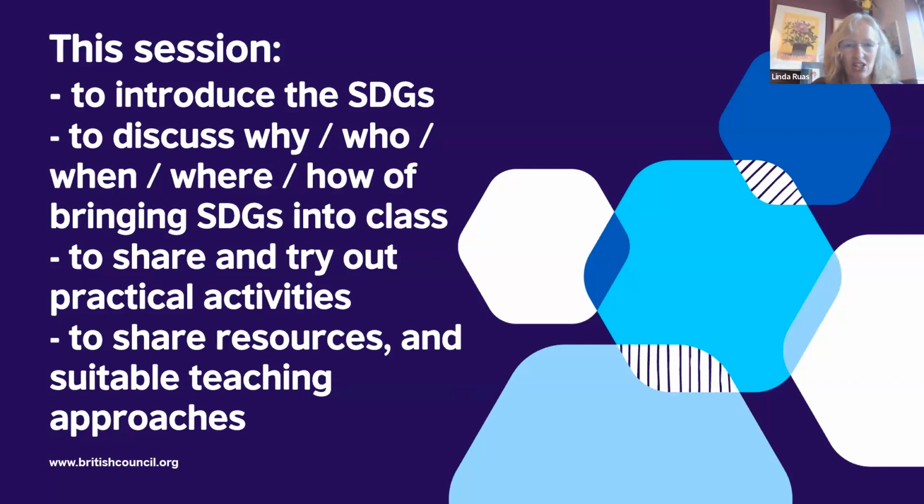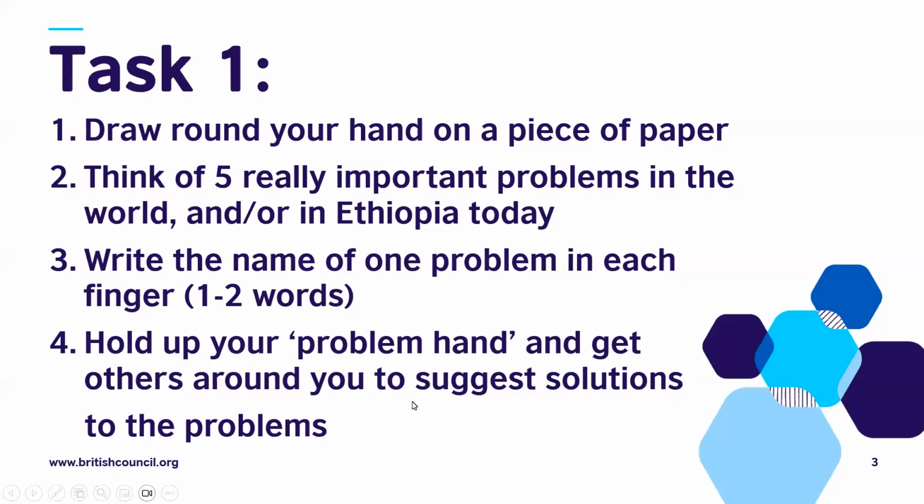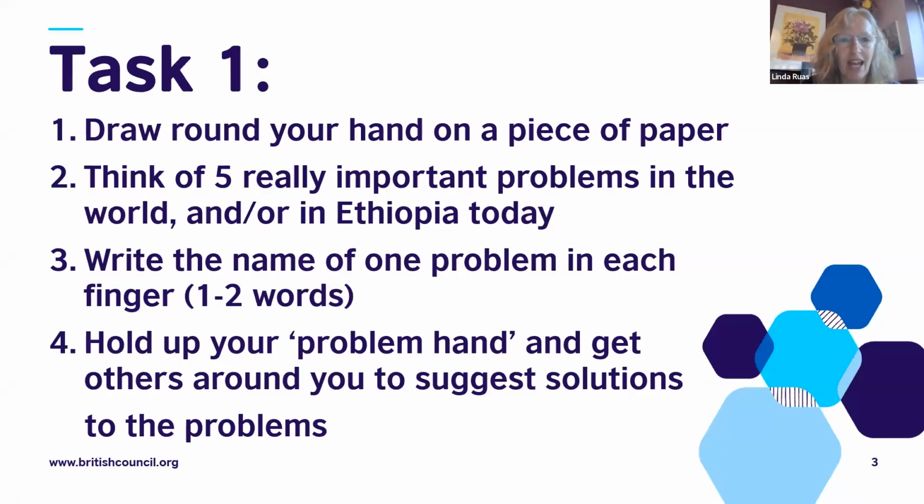Great. So first thing we're going to do today is to do a task. Do you have a piece of paper, everyone? If you have a piece of paper, great. If not, there's no problem. If you have a piece of paper, I would like you to draw round your hand on a piece of paper. If you don't, you can write on your actual fingers, or you can just imagine what you would write.